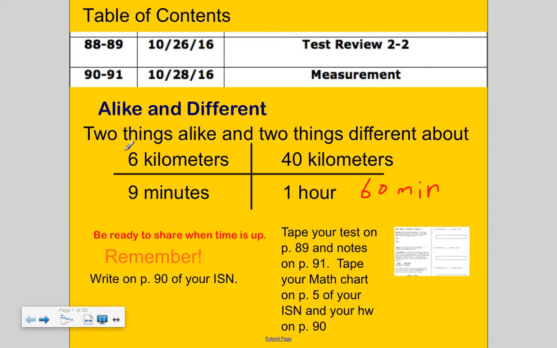Well, let's see. If I break this down by dividing by 3, that would be 2 kilometers for every 3 minutes. And if I scale it forward by multiplying by a scale factor of 20, then that would be 40 kilometers. Hey, they're equivalent. 6 kilometers in 9 minutes is the same thing as 2 kilometers in 3 minutes, which is the same thing as 40 kilometers in 60 minutes.